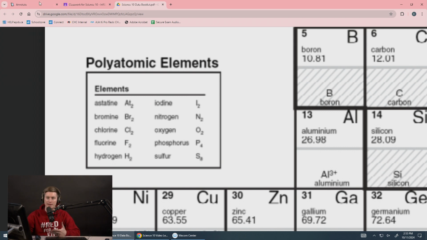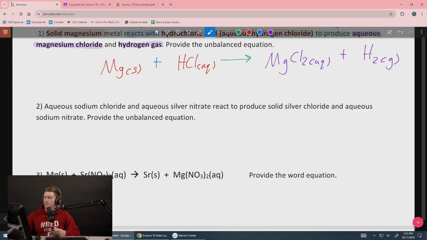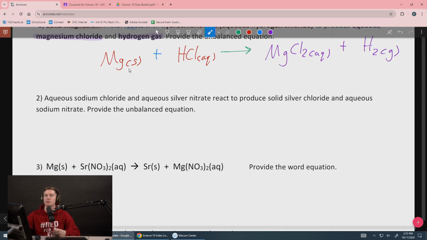So whenever you're forming an element, check to see if it's in this box. If it's not in this box, you can assume it's by itself, just like this magnesium is by itself. It doesn't need an Mg2, but the hydrogen does. This is our unbalanced chemical equation. We can move on to the next one.